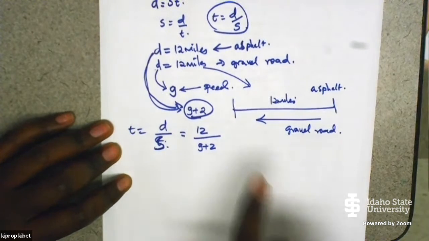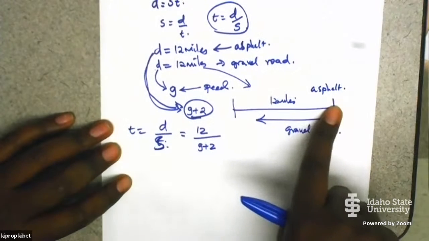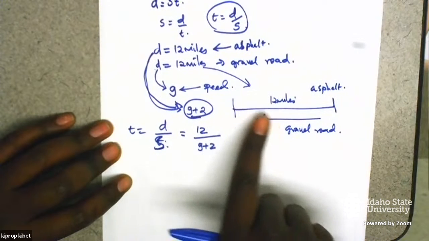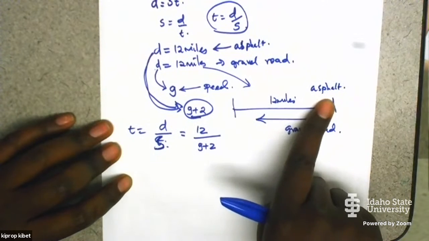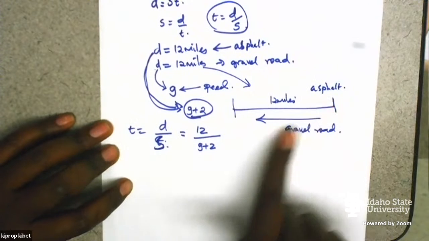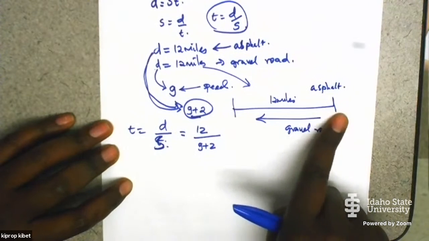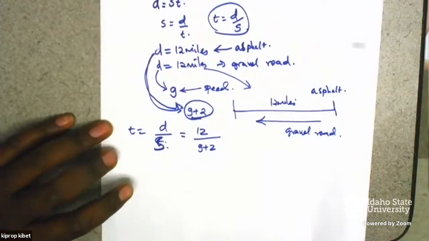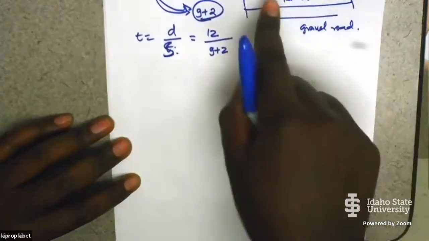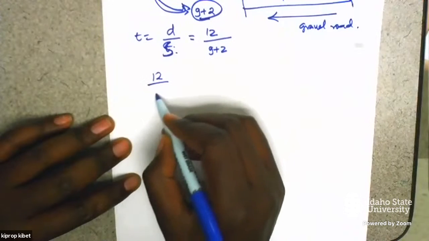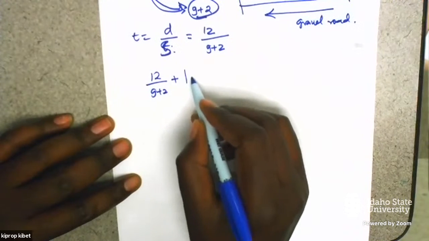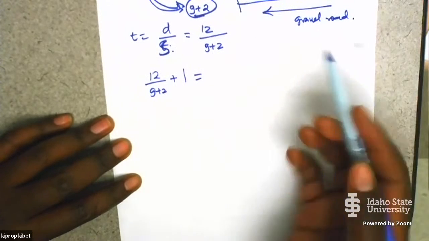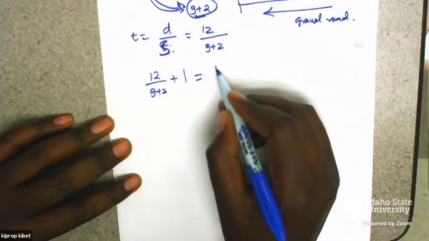Okay. So the time that it takes from here to here is different from the time that it takes from here to here. That means the time from here to here is faster than this time from here to here by how many hours? 1 hour. By 1 hour. So therefore, the time that it takes on the asphalt is now 12 all over G plus 2, plus 1 hour, right? Equals the time that it takes on the gravel road. And the gravel road is 12 miles all over what?